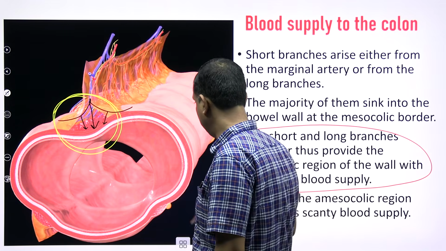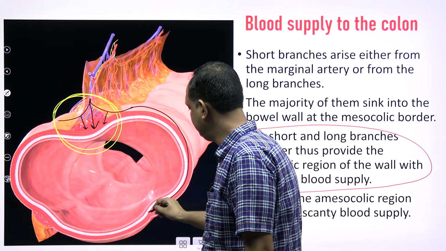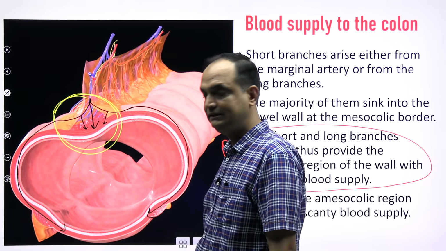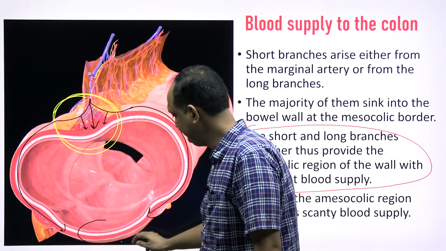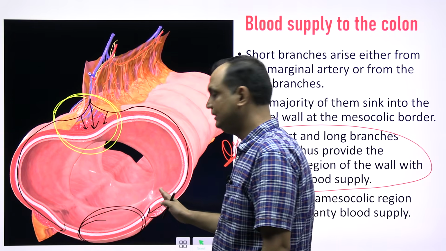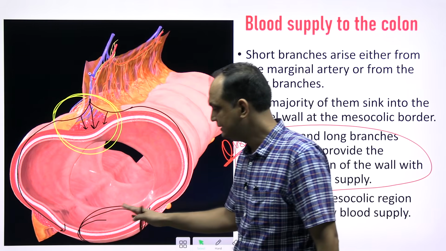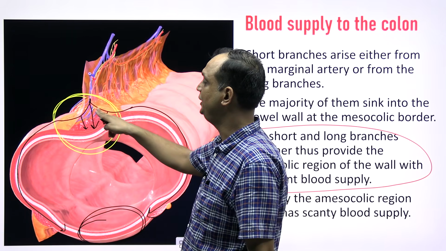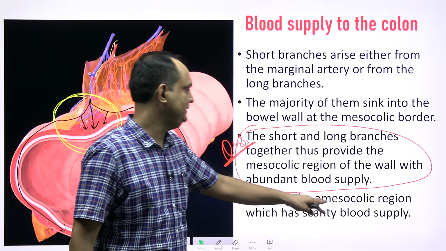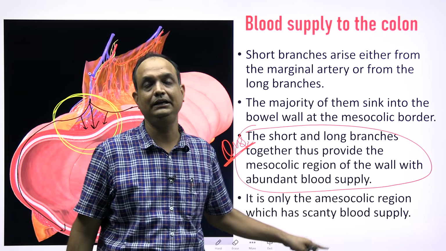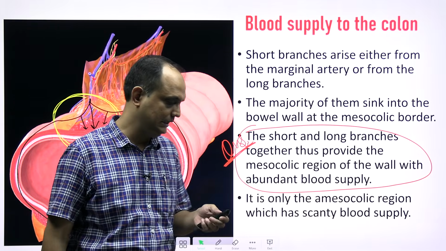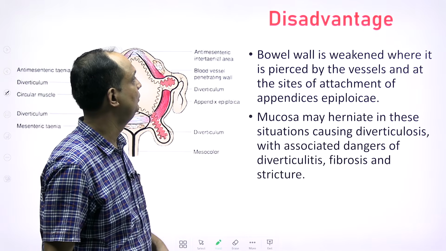The remaining part of the colon is receiving blood from the branches of your long arteries, and that is why this area between the two tinea, that is tinea libera and your tinea omentalis, is less vascular, and this point of entry of the blood vessel is highly vascular. So, it is only the a-mesocolic region which has scanty or less blood supply. This is a very commonly asked question when you are approaching the clinical scenario based colonic question.